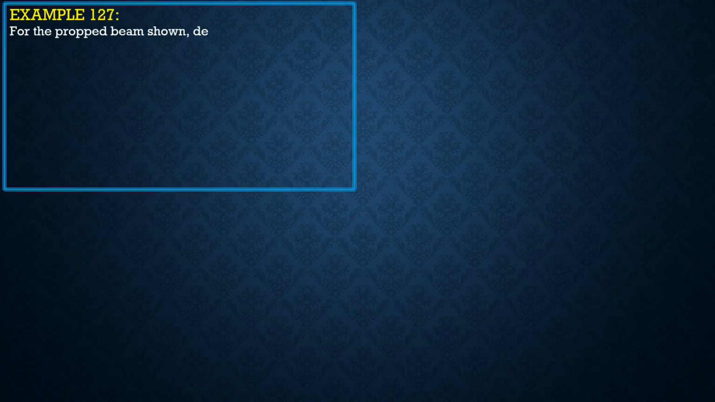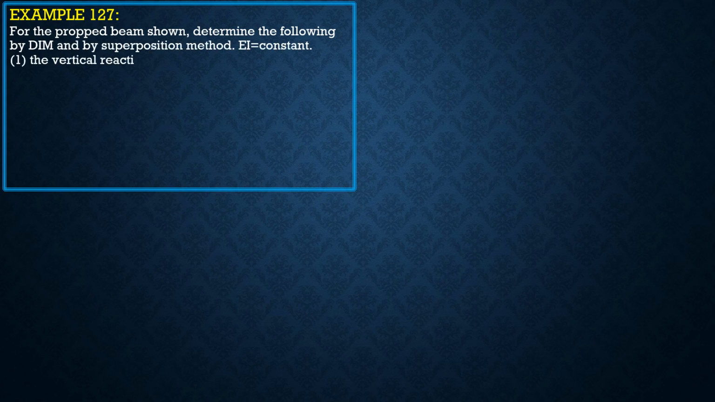For the prop beam shown, determine the following by double integration method and by superposition method. EI is constant. The vertical deflection at A, the moment reaction at C, and the angle of rotation at B. In the superposition method, we will use the tool I developed for beams with one end perfectly restrained.